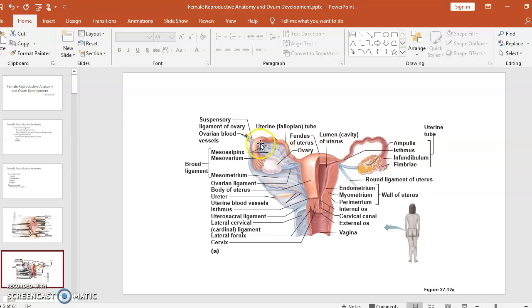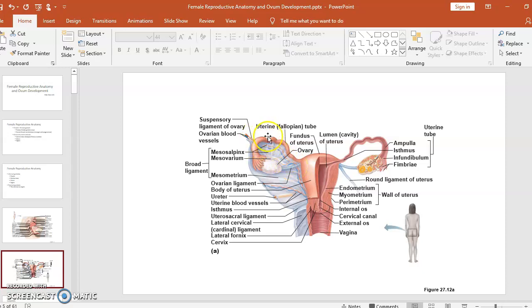Right here is the suspensory ligament going to the ovary, and that hooks to the body sidewall. Blood vessels come into the ovary from that, coming off the aorta, the ovarian artery. The ovarian blood vessels come off the aorta, and also a branch off the uterus going to the ovary, which would be the ovarian branch of the uterine artery.